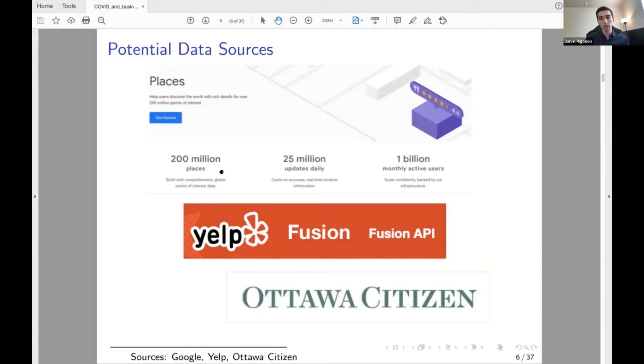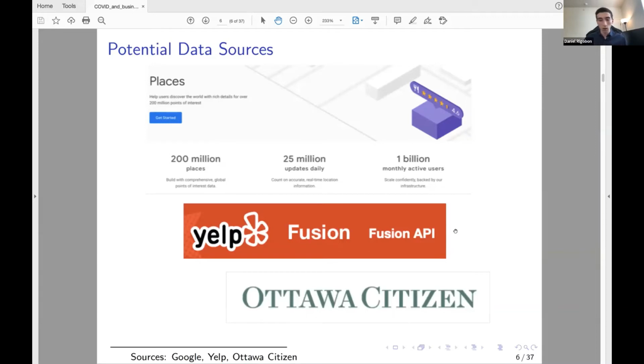But moreover, there's a list of many places. They have active users, and this is commonly used by applications in search of doing similar projects. We also briefly looked at Yelp, which provides a similar service. And more of an extension, but still something we considered, is actually looking at news articles.